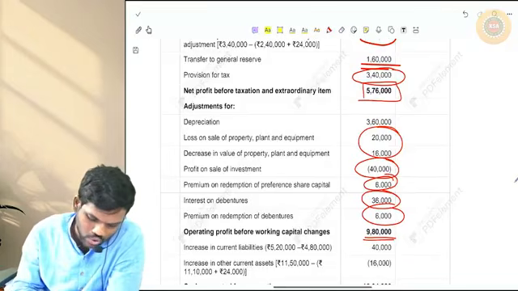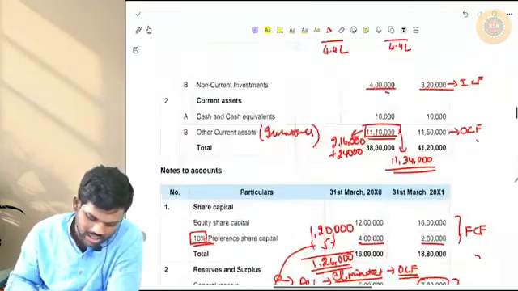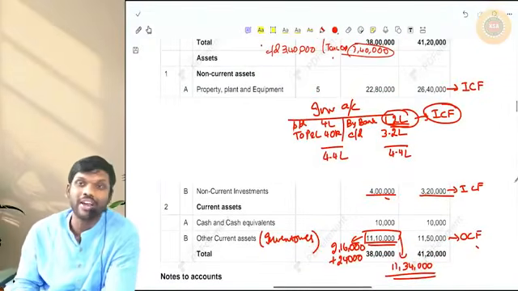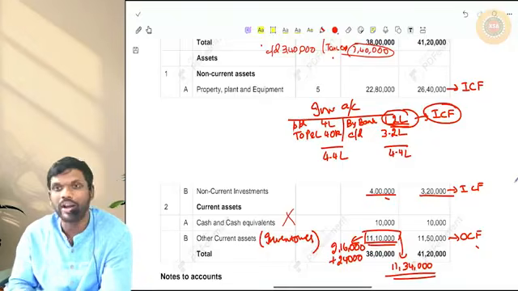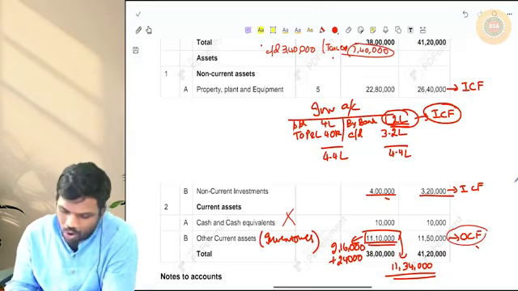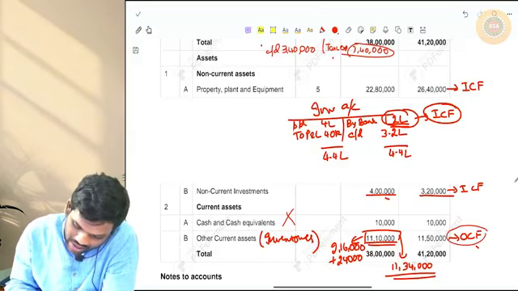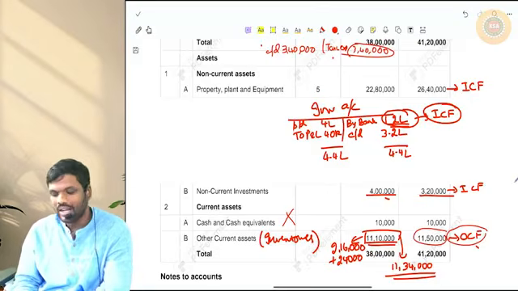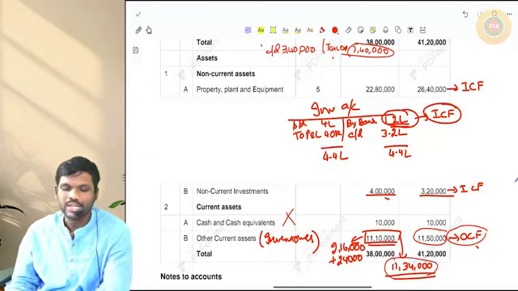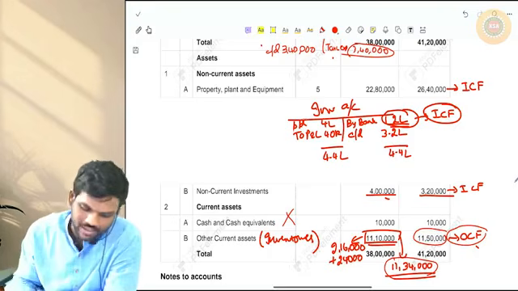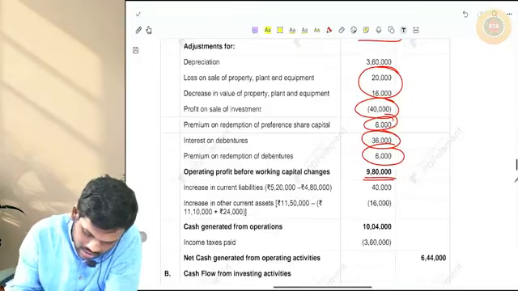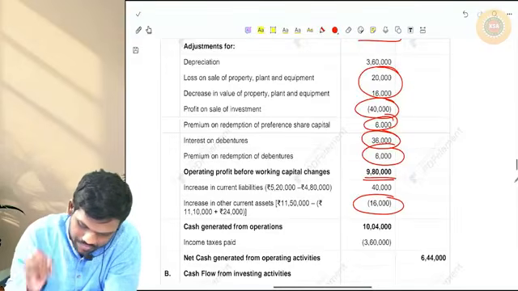Our next idea is to do working capital changes. Let us go to current assets. In current assets, will you take cash and cash equivalents? No, it should not be taken. Will you take other current assets? Because no other information is given, we'll assume it relates to operations. So here 11,50,000 is the closing balance, 11,34,000 is the opening balance. So add the opening balance 11,34,000, subtract 11,50,000, which is a net subtraction of 16,000. That is what they would have done here, net subtraction of 16,000.